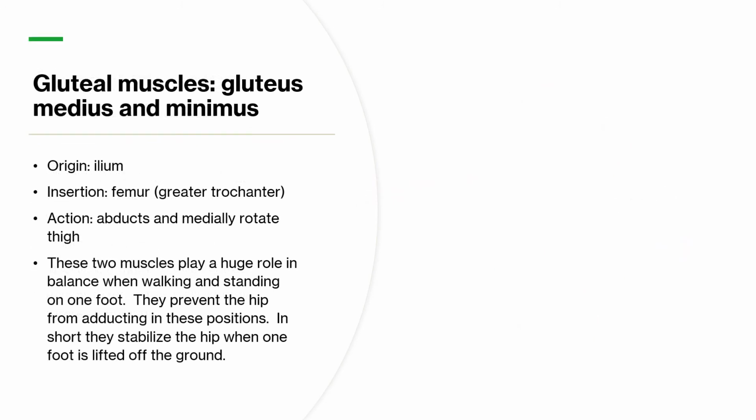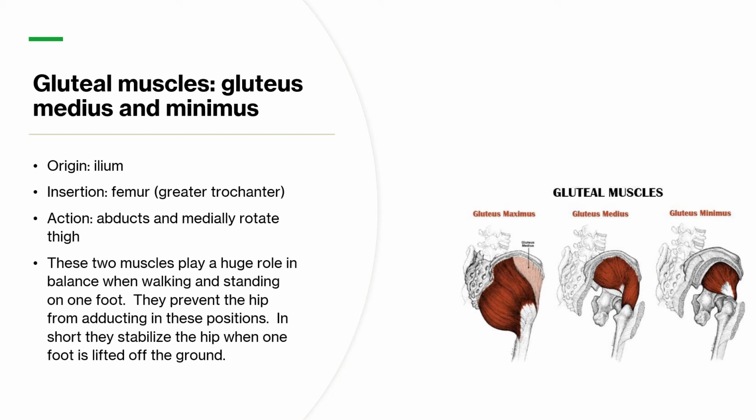Gluteal muscles, gluteus medius and minimus. So the gluteus medius and minimus both originate from the ilium, and they insert on the femur, and they function to abduct and to medially rotate the thigh. And then here you've got your gluteus medius and gluteus minimus.